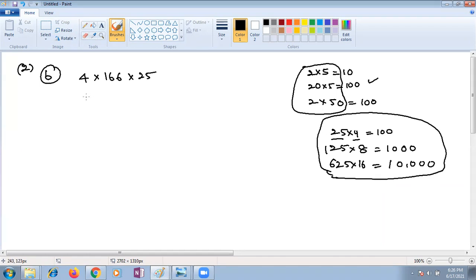Ma'am, 25 and 4, ma'am. Yes, 4 multiplied with 25, make as a group. So what it becomes? 4 into 25 is nothing but? Ma'am, 100 into 166. Plus 2 zeros at the back, ma'am. Exactly, Nana. If you do normal multiplication, first you should multiply these two. Whatever the answer you are getting, that you are multiplying.